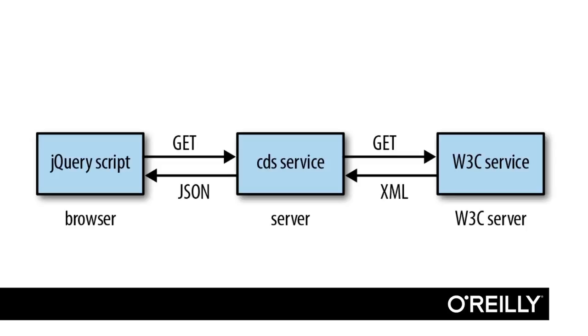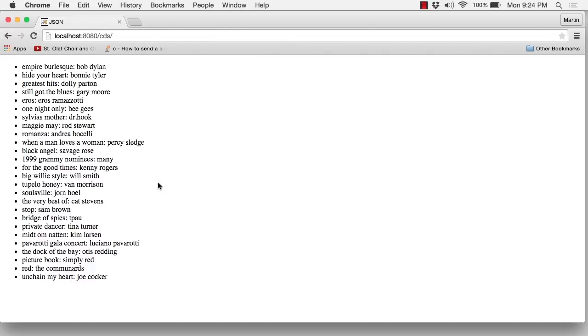So going the other way, the jQuery script issues a GET request against the CDs service, which then issues a GET request against the W3C schools service. The CD service in the middle gets back an XML document, converts it into a JSON document, sends it back to the jQuery script, which then does some processing. So let me illustrate that by bringing up a browser and showing you the whole thing.